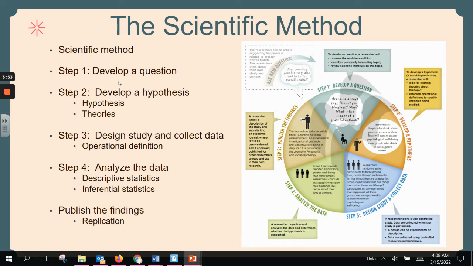So I'm going to talk about selective mutism. That's something that I'm really interested in. So my question might be, what causes selective mutism? Next, I'm going to develop a hypothesis. A hypothesis is just a statement that can be used as a prediction. So my hypothesis might be that in early childhood, children who developed selective mutism were chastised for some type of talking or some type of social interaction.